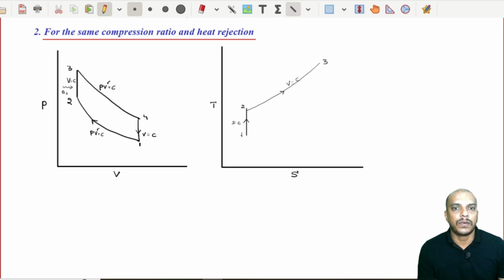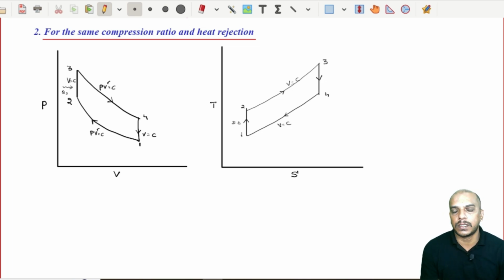Then 3 to 4 again is isentropic expansion. Then 4 to 1 is again constant volume heat rejection. Now, this is simple because we are just drawing one cycle. Now, let us add, on the same plot, diesel cycle as well as dual cycle.